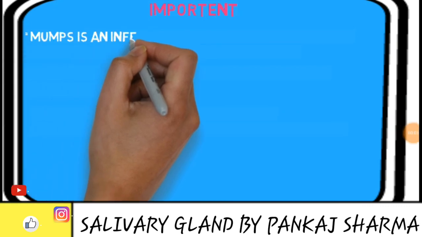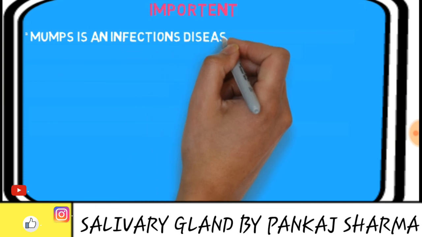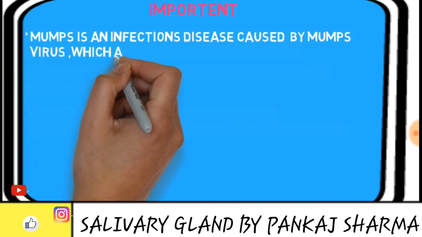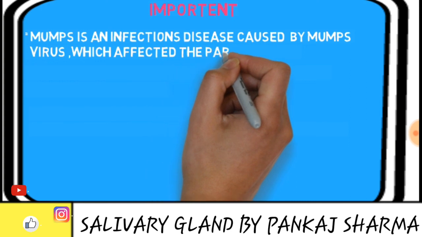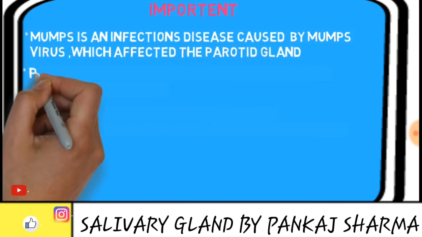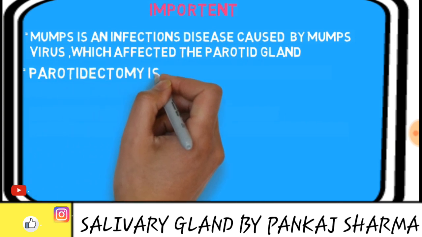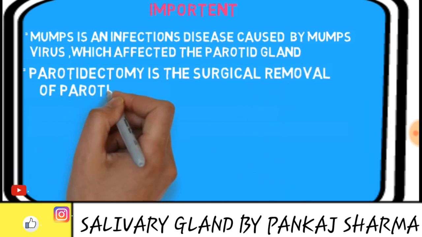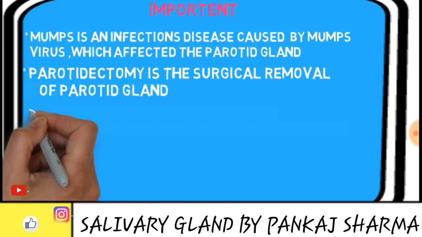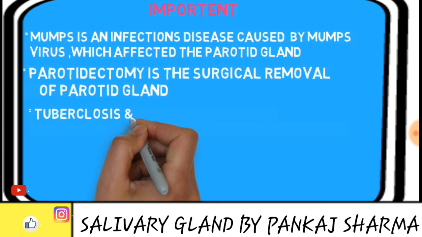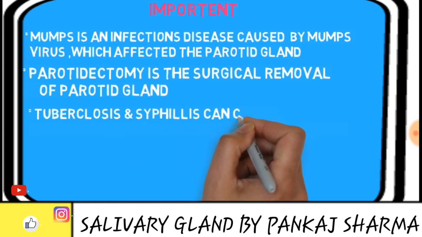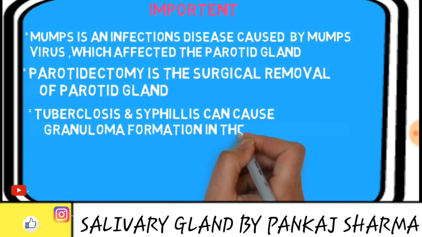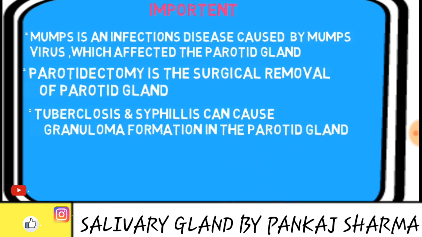These are some important points. Mumps is an infectious disease caused by mumps virus, which affected the parotid gland. Second, parotidectomy is the surgical removal of parotid gland. Tuberculosis and syphilis can cause granuloma formation in the parotid gland.